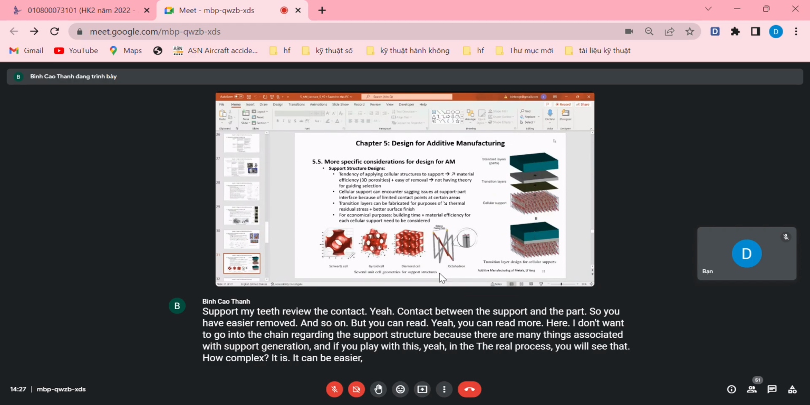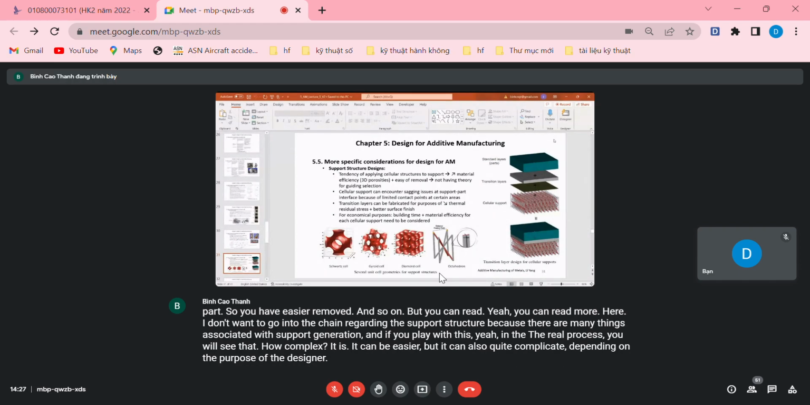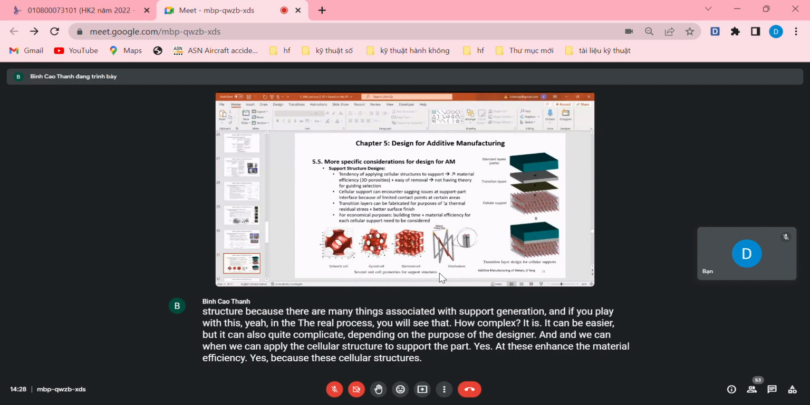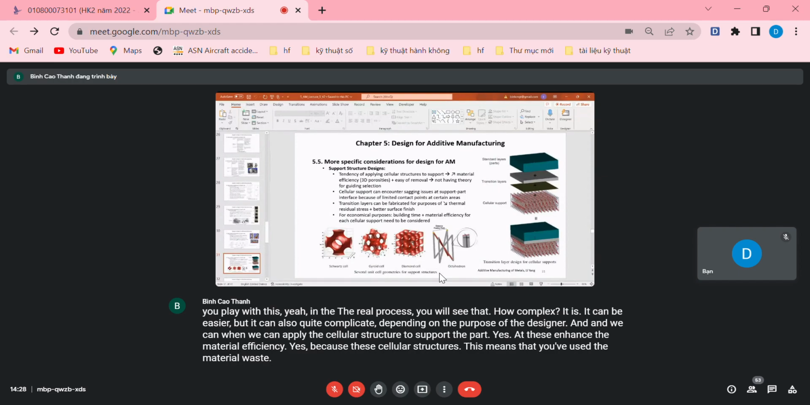It can be easier, but it can also quite complicate, depending on the purpose of the designer. We can apply the cellular structure to support the part. Yes, this enhances the material efficiency, because these are cellular structures. This means that you reduce the material waste. At the same time, it's easier for us to remove the support structure from the part.